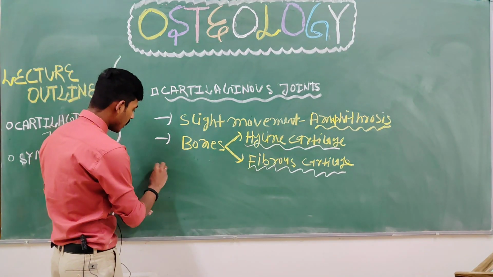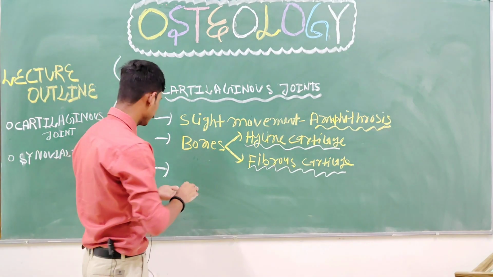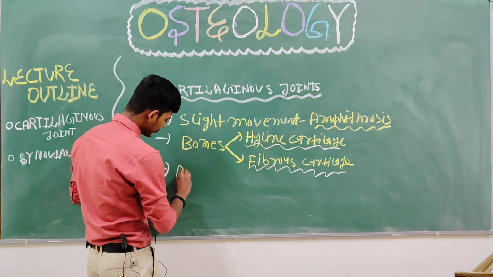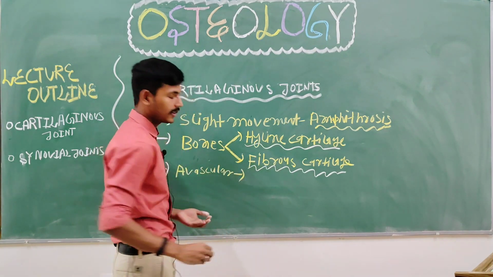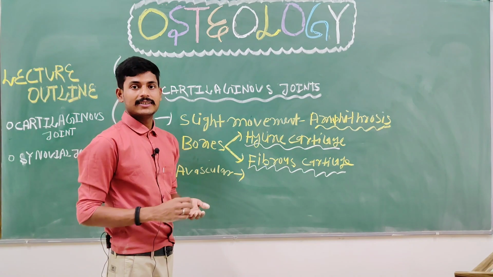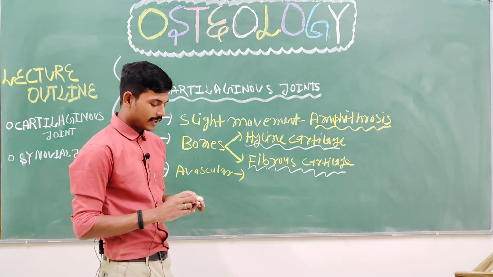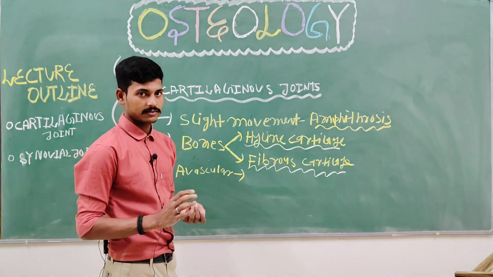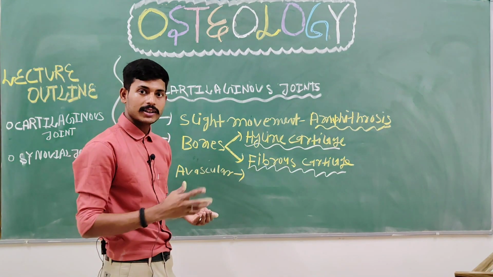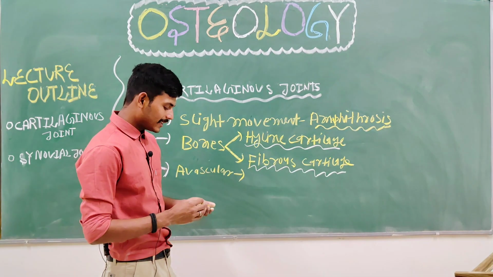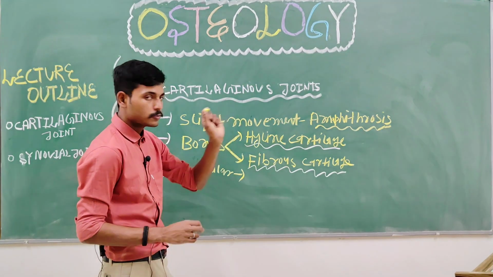Now, another thing about the cartilaginous joint is that these joints are mainly avascular. You know it. These cartilages are basically avascular, but for the survival of the cells of the joints, they need food, like oxygen and nutrients, and they also need metabolic exchanges. So for that there are underlying capillaries, the capillaries which supply the muscles.